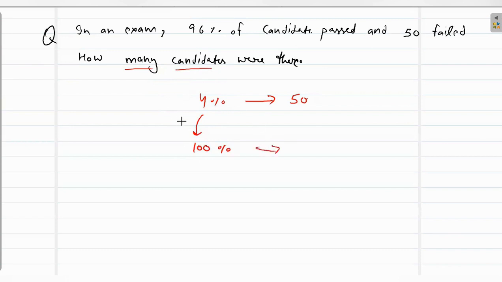So how will you convert it into 100%? By timesing it by 25. So the same way we will multiply the 50 by 25. What will you have? 125, and then a 0 as well. So how many candidates were there who sat in that exam? You will say 1250.